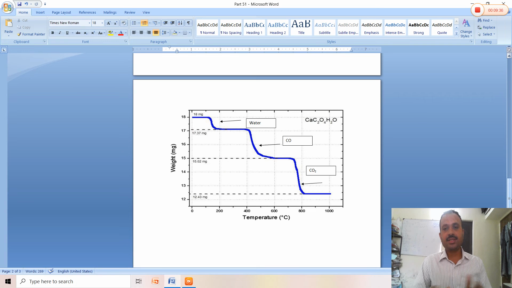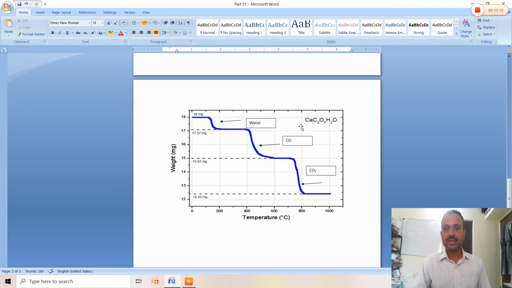Now this is the typical graph of calcium oxalate obtained from ResearchGate. On the y-axis there is the weight in milligram, on the x-axis there is the temperature. The temperature ranges from 0 to 1000 degree centigrade, and the mass decides the y-axis. It should be remembered that the graph starts here.